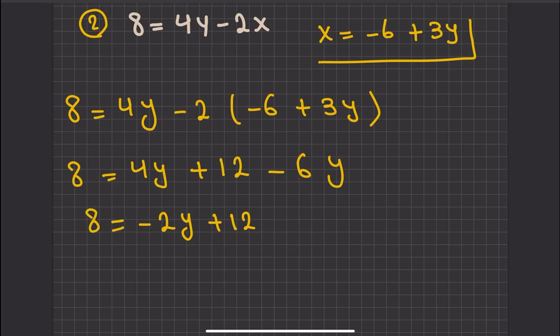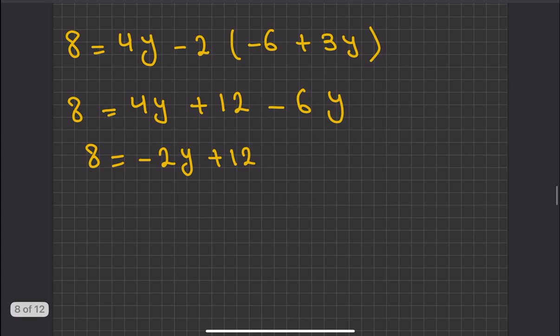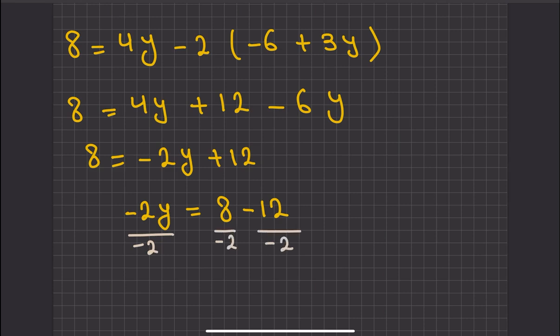But I want just y, like I'm looking for y. But before I just jump to that, I'm going to keep minus 2y here equals 8. I'm going to move positive 12 to the left side to make it negative 12. So I'm going to divide the whole thing right now by minus 2 because I'm looking just for y. So this is how it's going to be. Divided by minus 2, divided by minus 2, divided by minus 2.